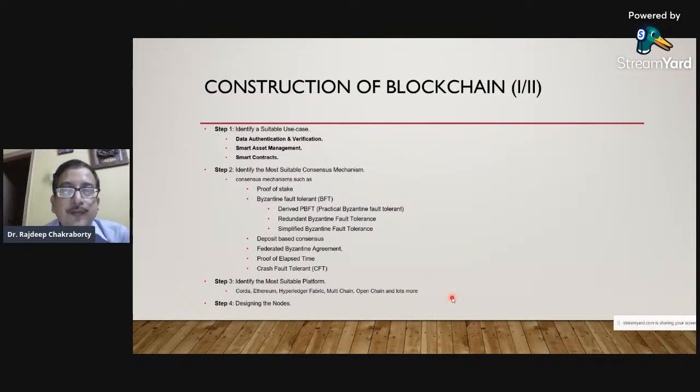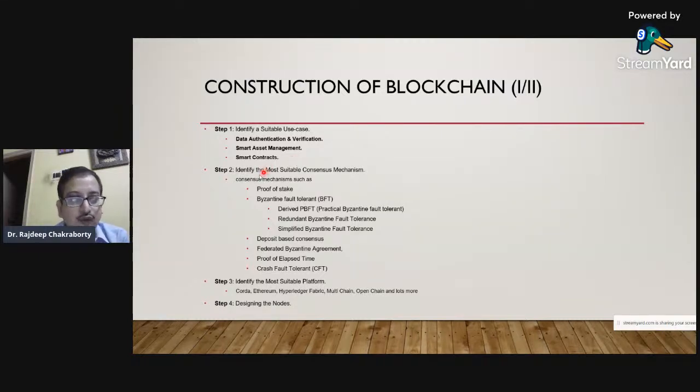Now coming to the concept of constructing a blockchain. We have covered the fundamentals of blockchains. Now, how is a blockchain actually constructed? Whoever wants to be a blockchain developer, the first step is to identify a suitable use case, that is, in which application area this blockchain is needed. So what is needed: data authentication and verification, smart asset management, smart contracts. All these are needed to identify a suitable use case.